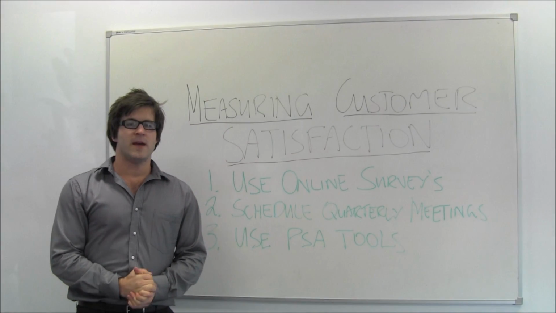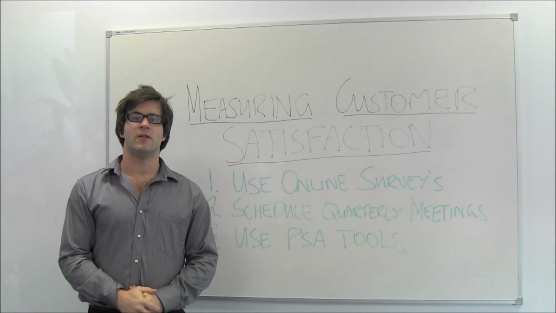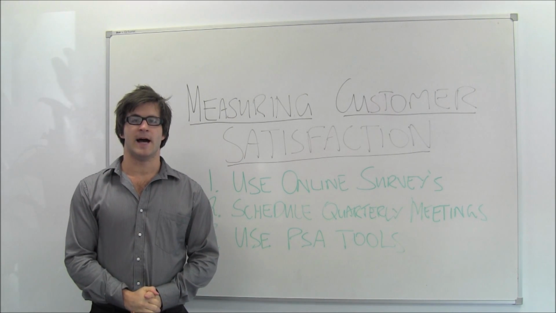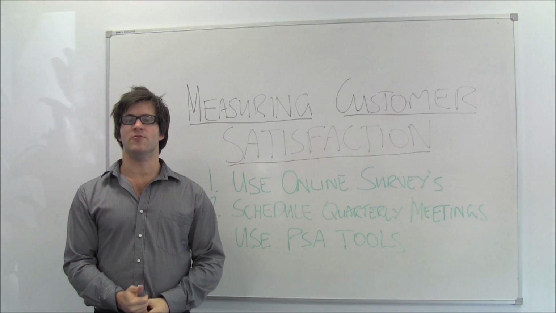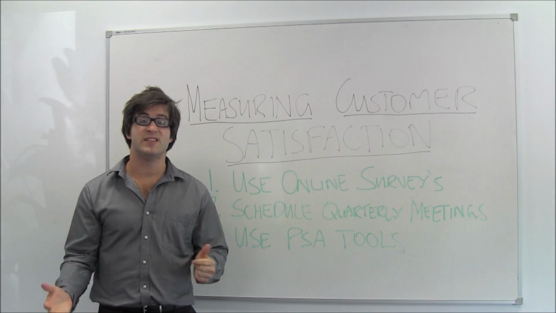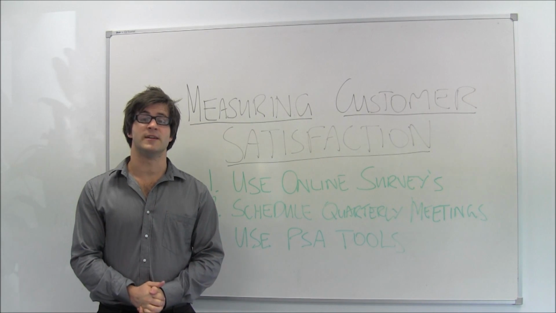The next strategy I recommend is scheduling quarterly meetings. So this is getting your senior guys out to all your clients every 3 months and just conducting a bit of a business review. By doing this, you're able to identify any areas that need improvement with their business. So if there's any additional services you can offer, but more importantly, you can ask them how you're doing.